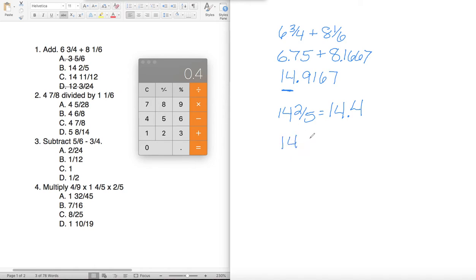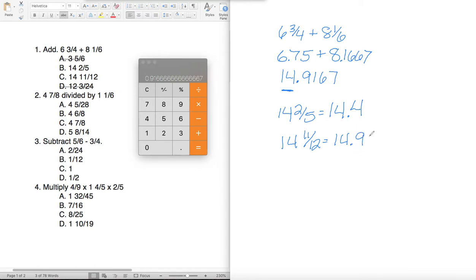So 14 11/12 is also going to be 14 point something, and then the decimal part is going to be 11 divided by 12, and that gives us 0.916, and then if we round the 4th decimal place, it'll be a 7.